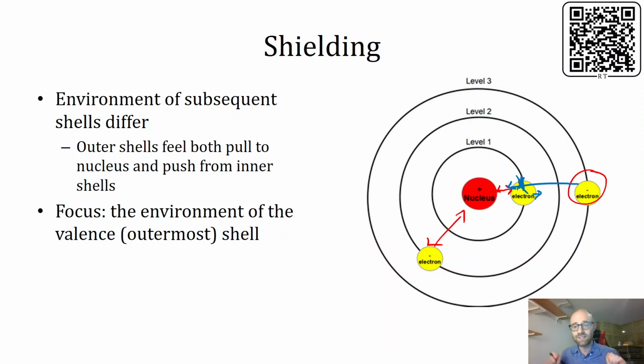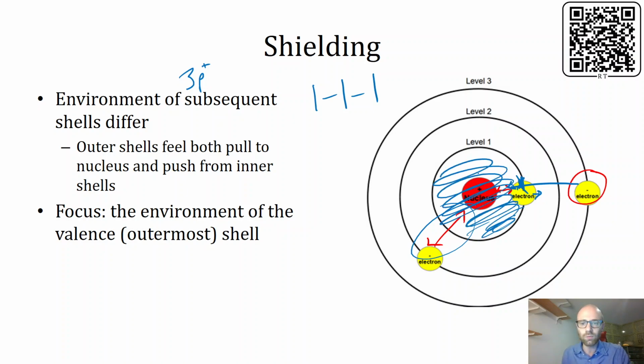If this was, for example, an excited lithium, you would have an electron configuration of 1-1-1, and then somewhere elsewhere, you've got 3 protons. Yeah, it might look like this electron is misaligned and nothing's going to block it, but remember that these are electron clouds and that this electron is loosely associated with this whole region.